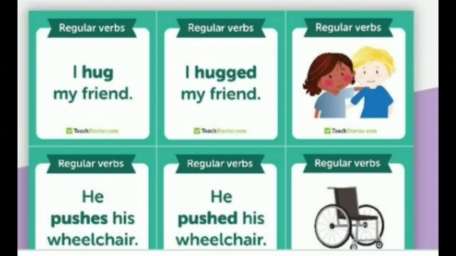Then again in present tense, es is added to the verb. He pushes his wheelchair. So we add es to the verb. But in past tense, we add ed to the verb to make it past tense. He pushed his wheelchair. In this way, in present tense, es is added, whereas in past tense, ed is added. So we learned today about the tenses that are present and past tense.